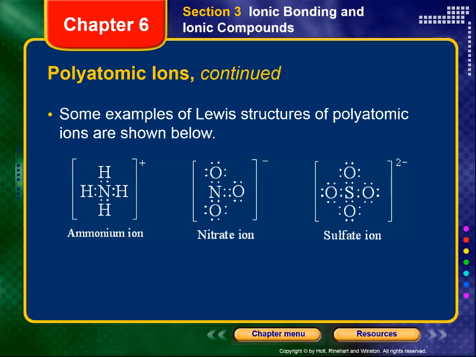Here are some examples of Lewis structures of very common polyatomic ions. Please copy these down. Make sure that you're familiar with these, because these are going to be used throughout the rest of the course, especially if you decide to take a gander at AP. We're going to be using these polyatomic ions very regularly.